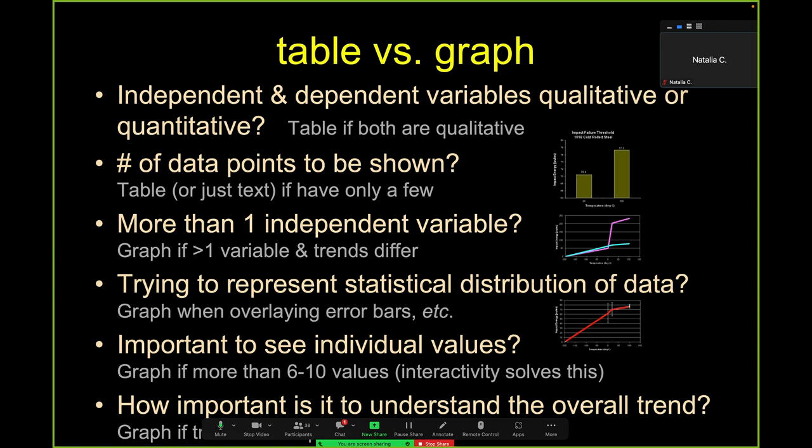If we do have more than one independent variable, then the graph tends to be a better option if we're deciding between the two. And if we're trying to represent the distribution of the data with error bars and stuff like that, definitely a visualization, definitely a graph is going to be better than a table in that context.